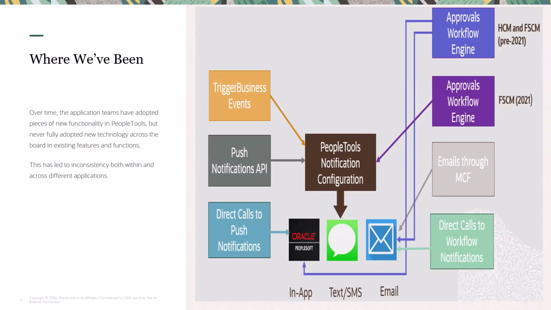We have two different types of usage of approvals. In FSCM, and HCM is not using PeopleTools notification configuration for AWE, but FSCM is. So we have a mix not only within the application, but across pillars as well. And this was the problem that we faced, and why we embarked on this new approach. And we'll dig into more about this in a few minutes.